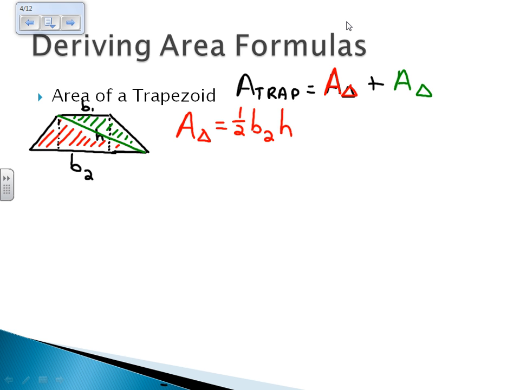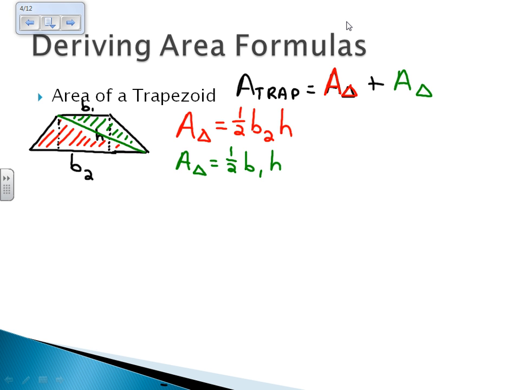For the green triangle, we do the same process. The area of the green triangle is half the base times the height. What's my base for the green one? B1. What's my height for the green? H. So notice that the heights are exactly the same. The only thing that changes is the base. So this is 1/2 B1 times H. Are we okay with that so far?